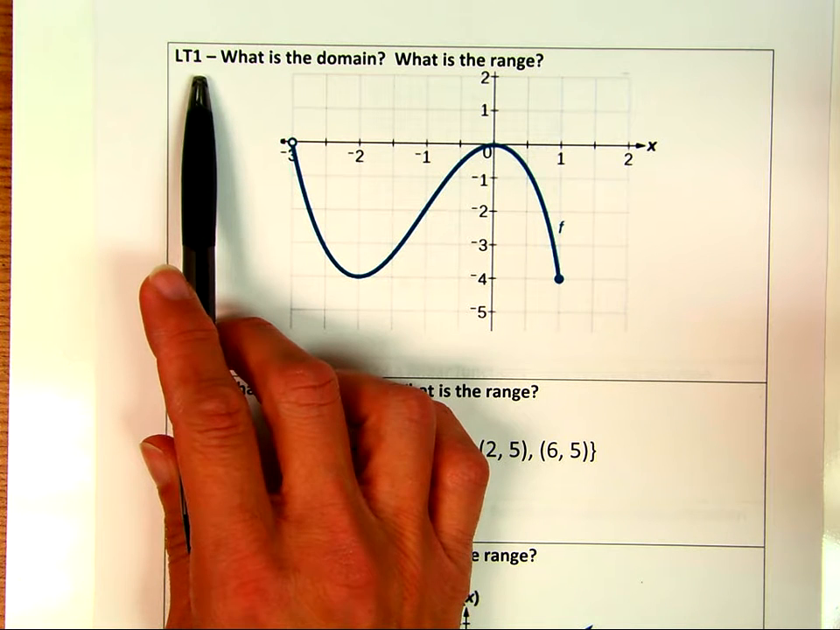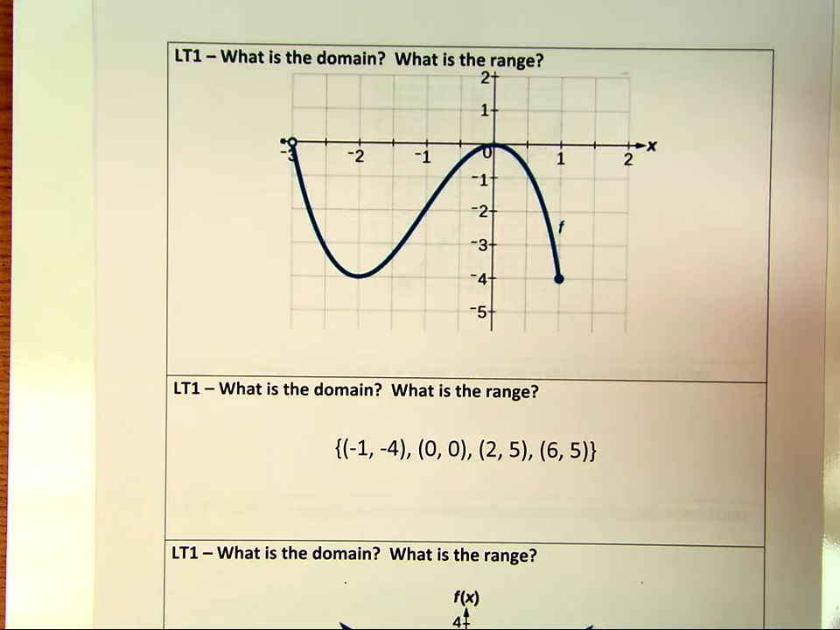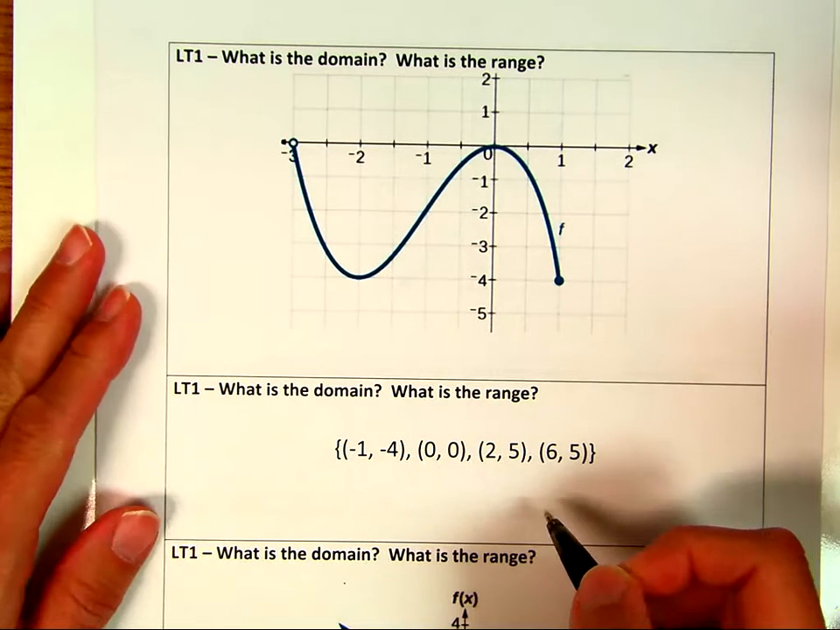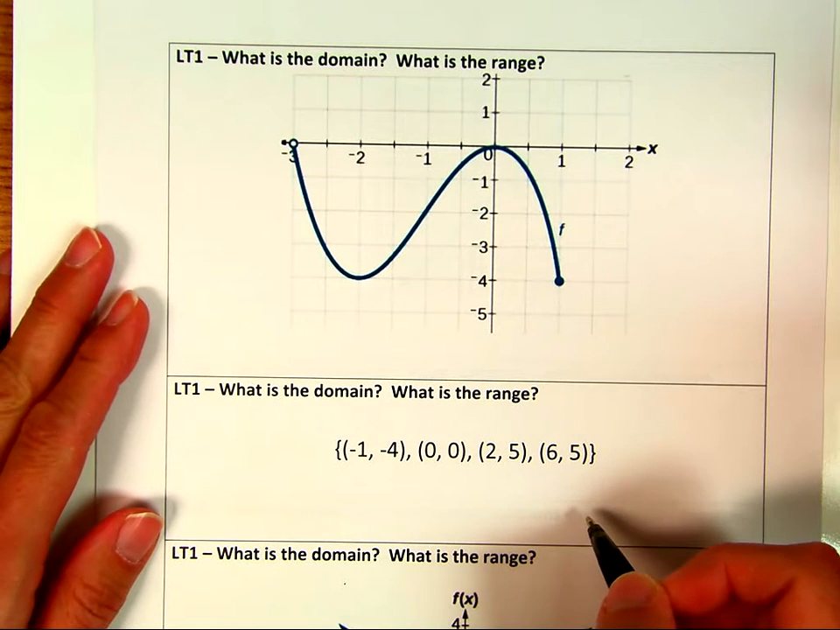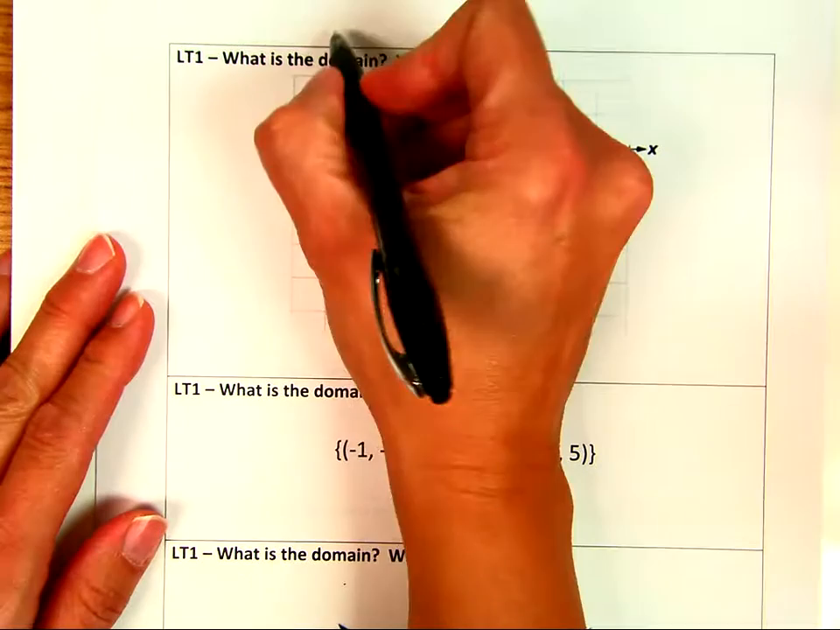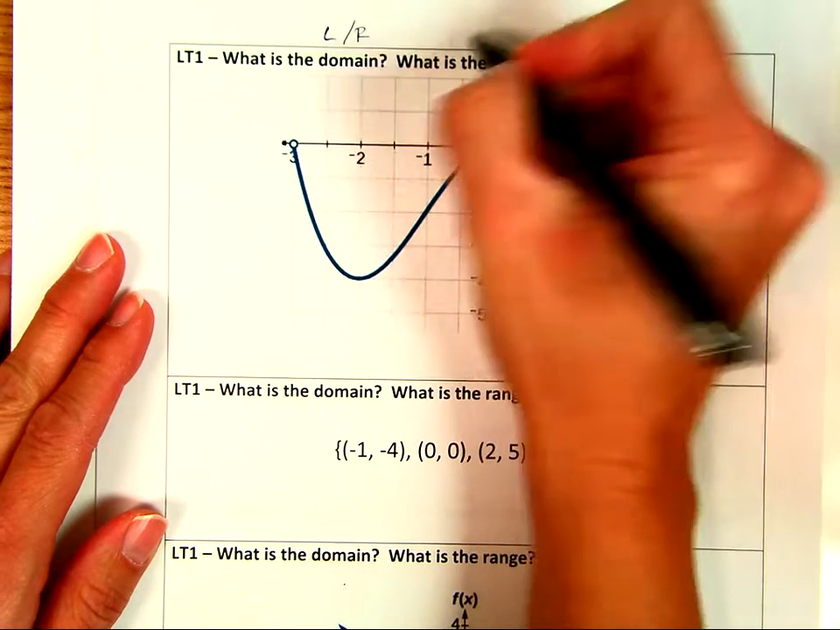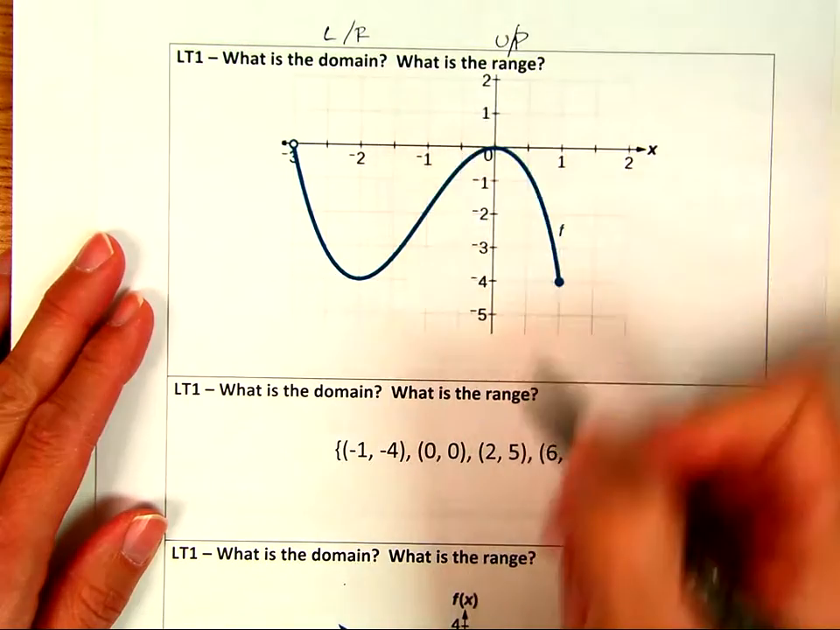So we're going to start off with learning target 1, which is about domain and range. So you're going to be given pictures or a table of points or a set of points, and you're going to have to figure out what the domain and range is. So remember, domain is always left and right, and range is up and down.